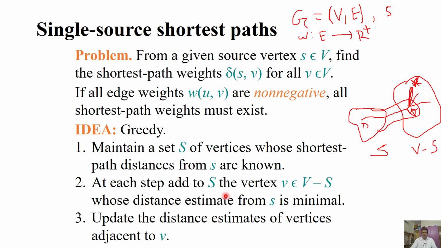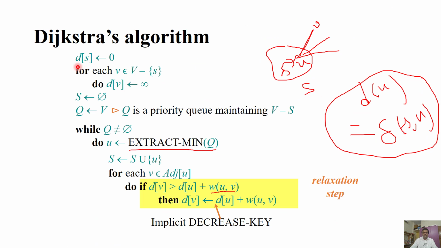And at each step we add one vertex from V minus S, that is from the priority queue, whose distance estimate from S is minimum. This d[u], or d[v], gives us the distance estimate, that is the key value of the vertices which are in the priority queue. These d[u]'s are the distance estimate of the vertex from S. Okay, so that is the idea.